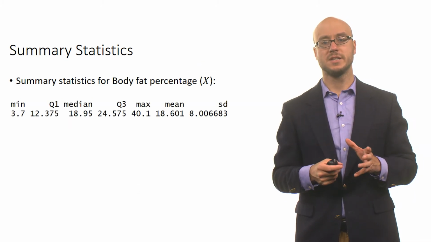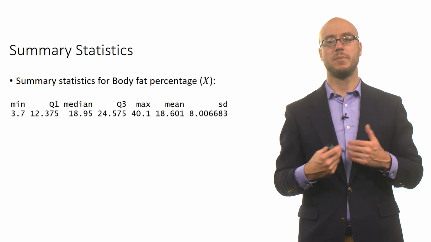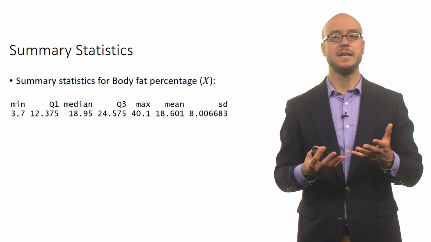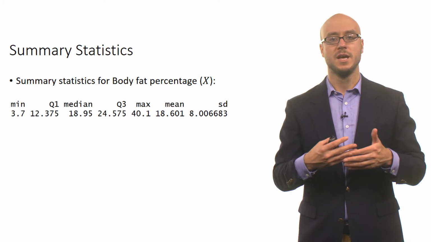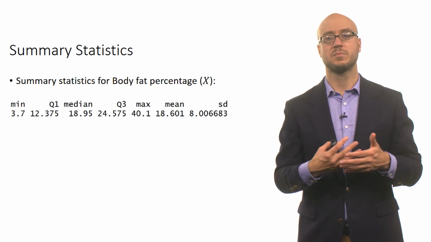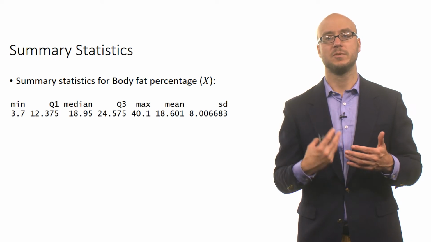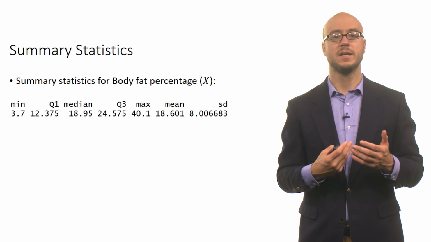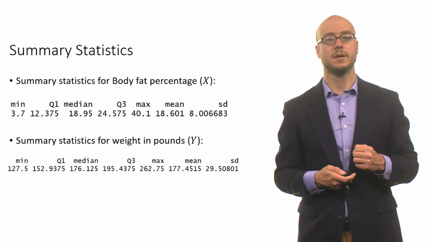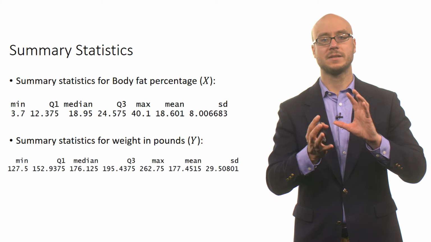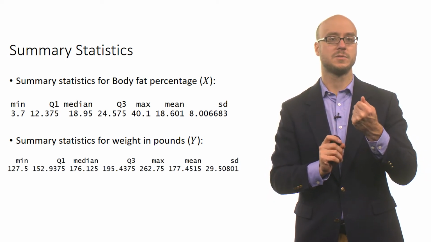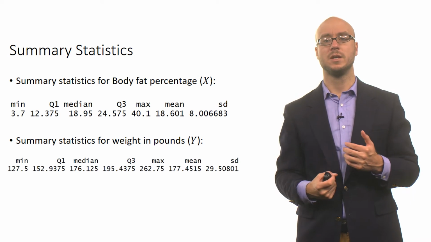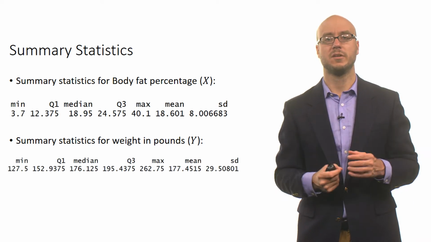For the summary statistics of this data set, we can see that body fat percentage on average in the data set is about 18.6%. And you can see that there's a modest amount of spread, with the standard deviation being 8 percentage points, and the median is pretty close to the mean here. And we can also see that the smallest body fat percentage in this data set is 3.7%, the highest is 40%. So you can see that there's some degree of variation.